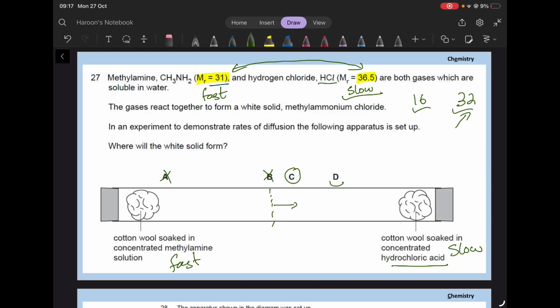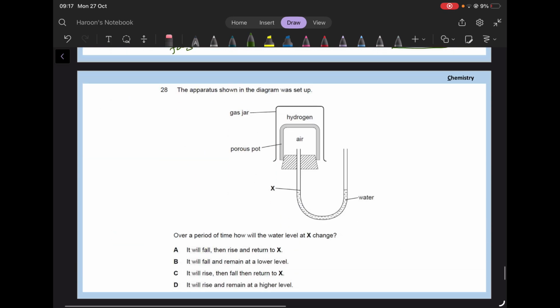D would mean the difference is too big. Maybe this could have been 20ish, and this could have been maybe 30ish. Like the difference is comparatively bigger. In that case, D could have been the answer. But C has to be the correct answer over here. It should not be too close to HCl because the difference isn't that big.